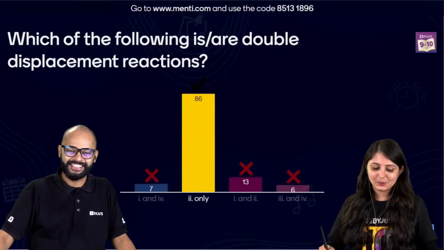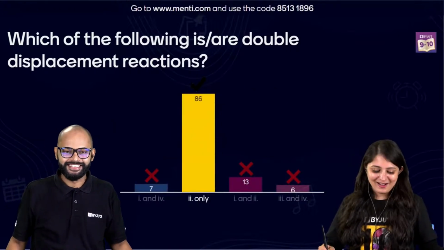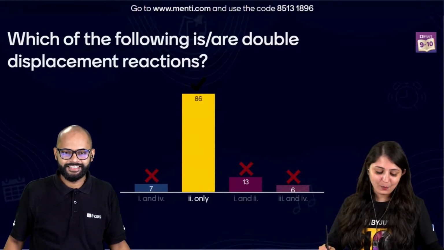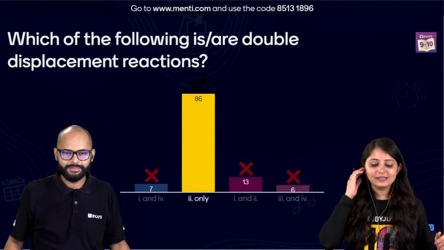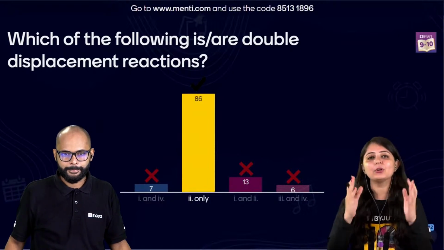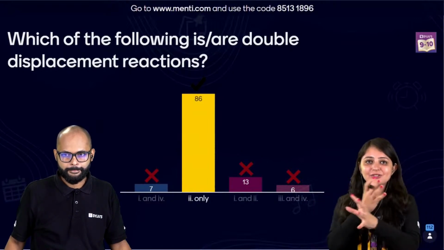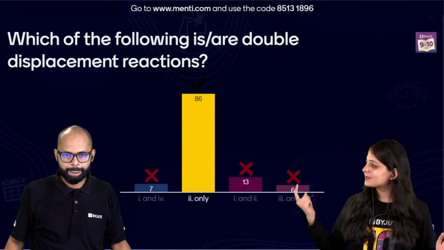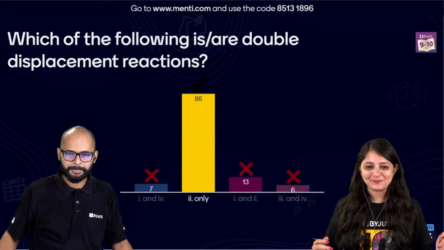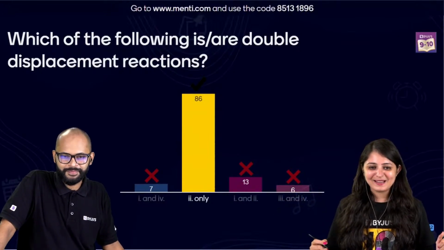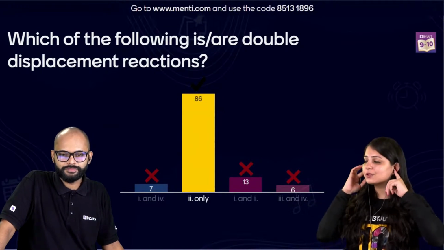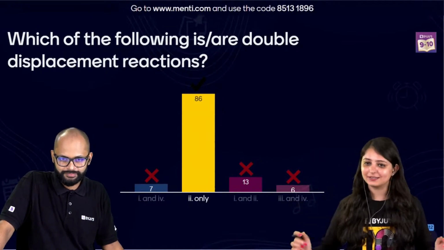Yes. Nice. So 86 of them have marked the second one. That was actually double displacement. So in double displacement, all you had to check was whether exchange of ions is taking place or not. So there's only one reaction in which this was happening. Misclick, misclick, a lot of misclick. Yes, in this question I can completely buy that it could have happened.